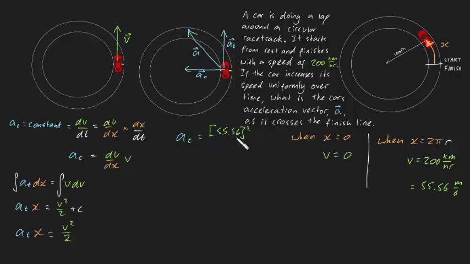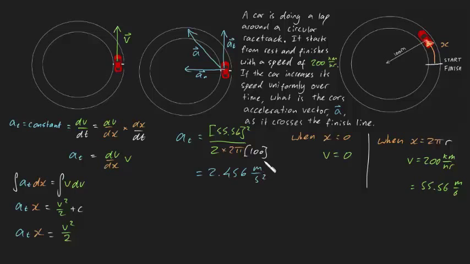It's going to be 55.56 squared divided by 2 times x, and x, don't forget, was 2 pi r, which in this case is 2 pi times 100, right? Because the radius of this track is 100 meters. Don't forget, I'm keeping everything in meters and seconds just here. And then when you plug that into your calculator, you're going to be left with 2.456 meters per second squared. This is a constant value. Whilst this car is increasing its speed uniformly, its acceleration remains constant at 2.456 meters per second squared.